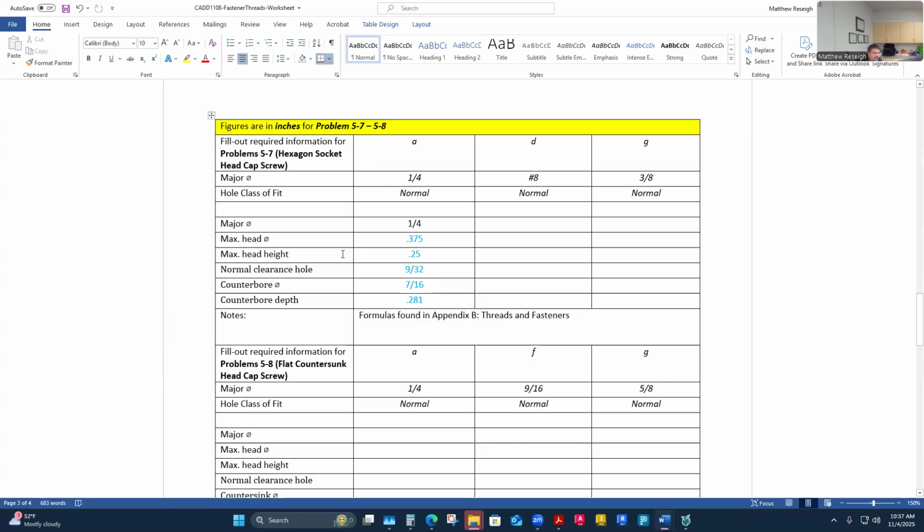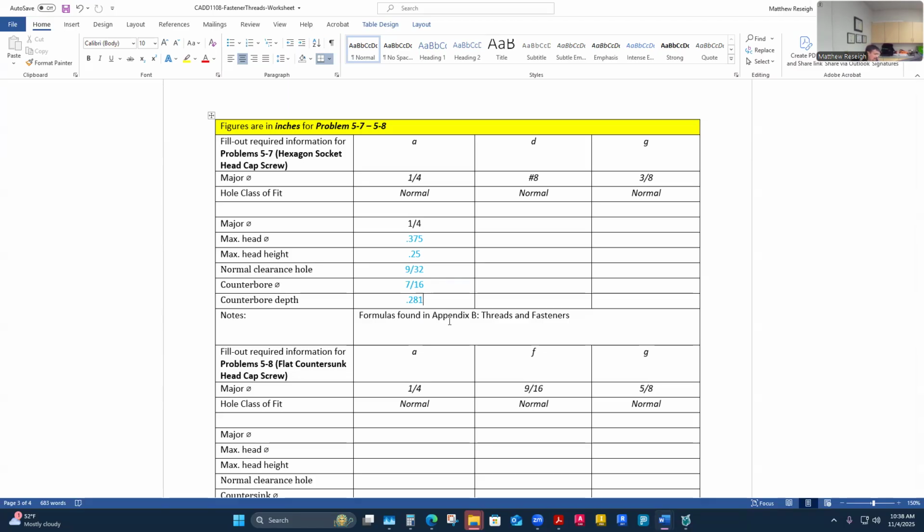So this makes sense to me. I know that the max head height is going to be 1/4 inch. I'm going to counterbore just a little bit beyond that. It's the difference of like 0.031 that I'm deeper. So I'm like a 32nd deeper than the head height.